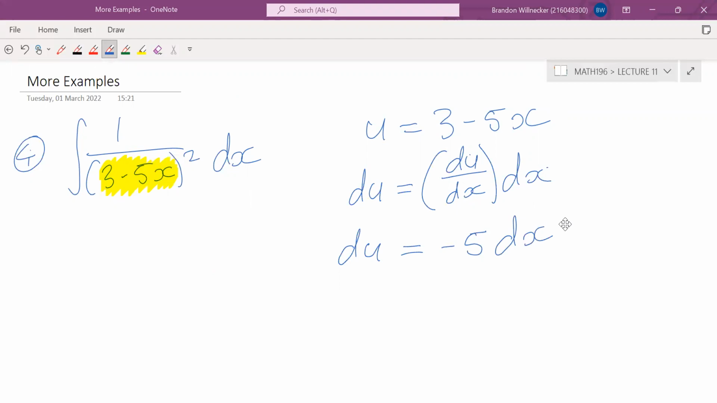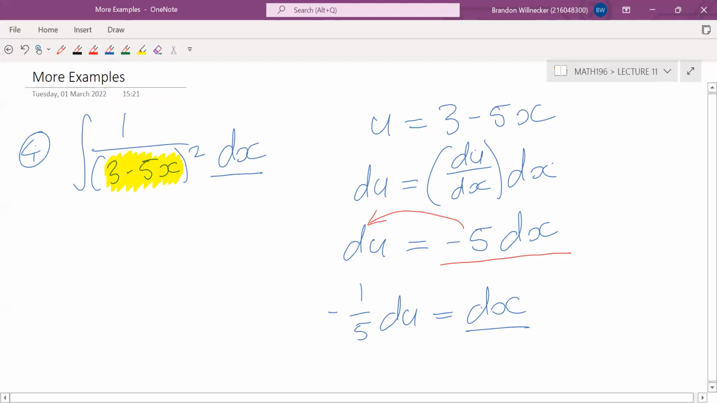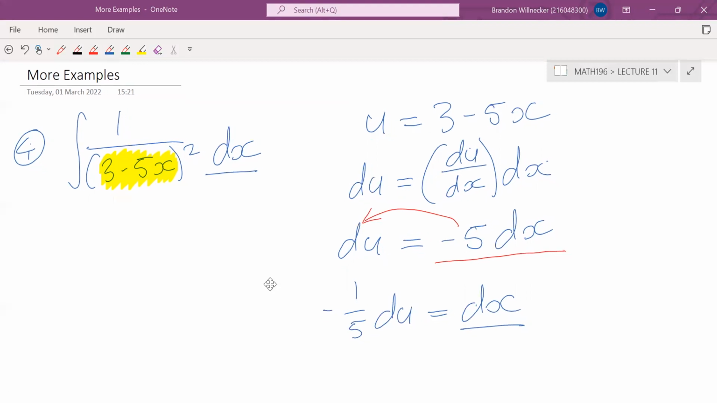Okay, let's look at our original integral. Notice how we only have a dx. We do not have a minus 5 dx. That does not appear in the original integral. So how do we fix that? We take this minus 5 and we take it to the other side. So minus 1/5 du is equal to dx, which is what we have over here. Okay, so we have everything we need to convert this x integral into a u integral.